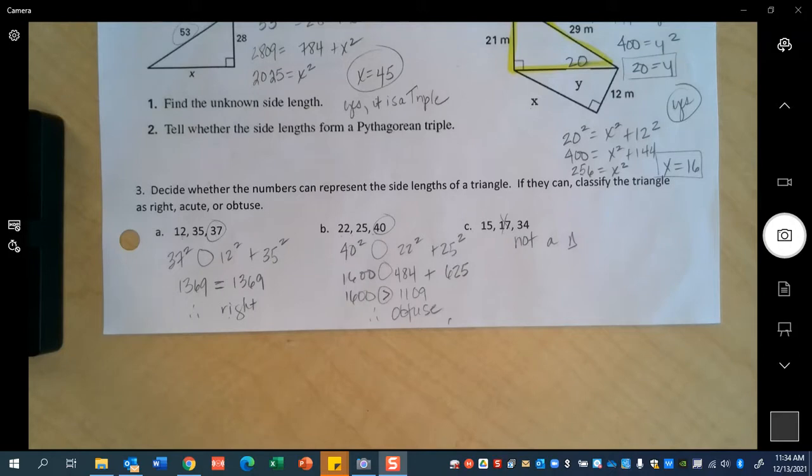If it's the same, it's a right triangle. If c is bigger, it's obtuse. If c is smaller, it's acute.